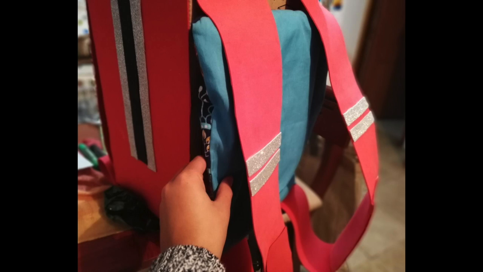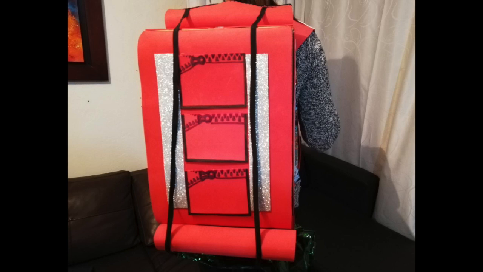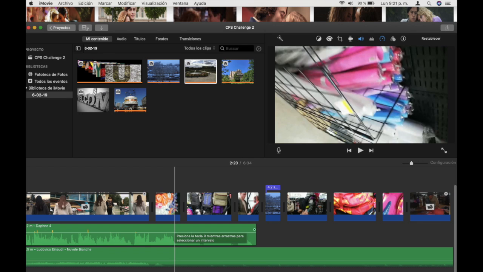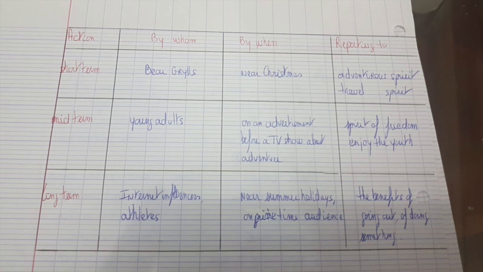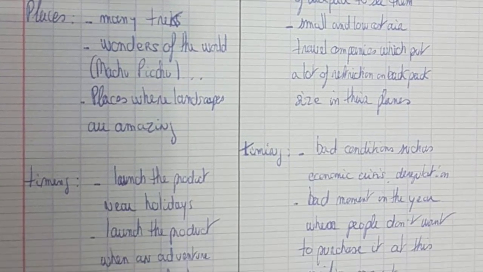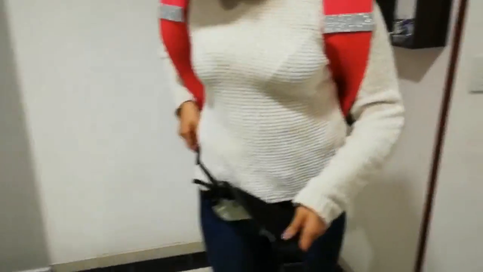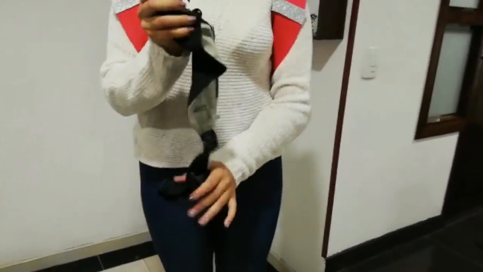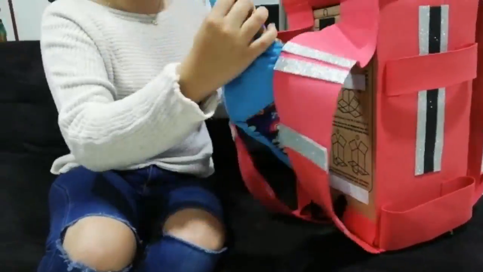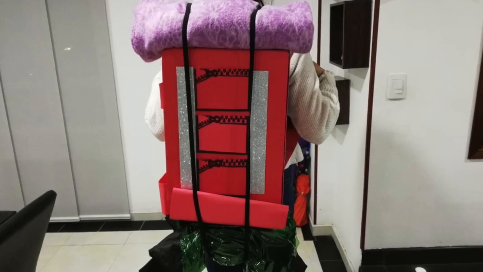So we define an action plan with several steps. For example, in the short term, we can invite Bear Grylls in an advertisement near Christmas to promote the adventurous spirit or travel spirit. In the midterm, we can invite young adults in an advertisement before a TV show about adventure to promote the spirit of freedom and enjoying the youth. And for the long term, we can invite internet influencers or athletes near summer holidays on prime time audience to promote the benefits of going out, of doing something.